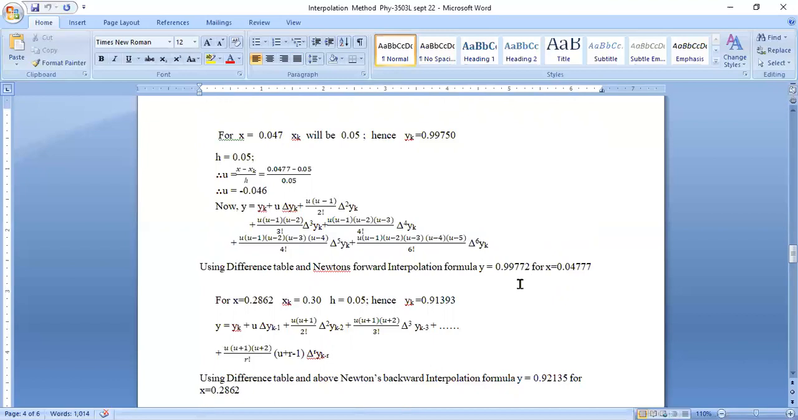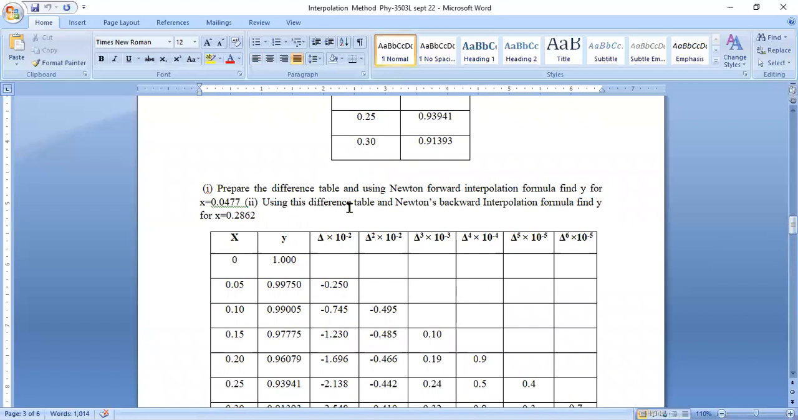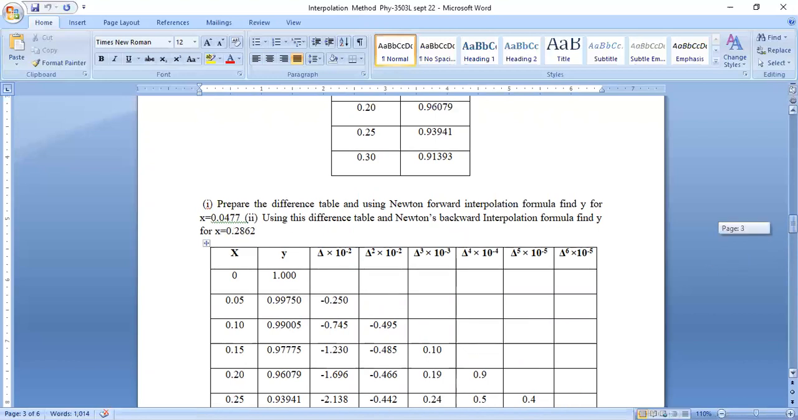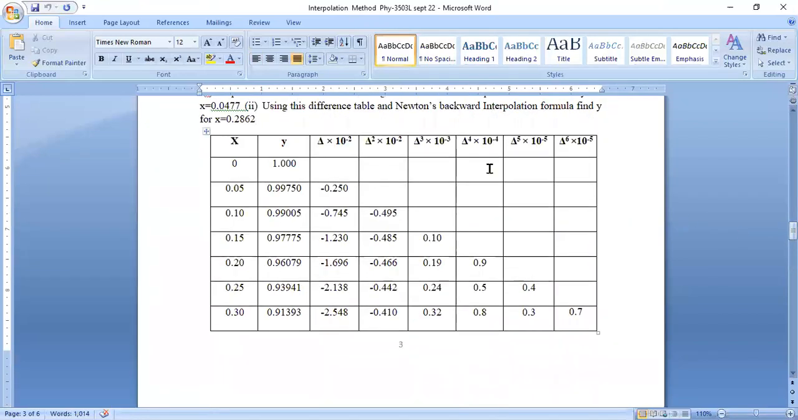Similarly, you have to find out for x, let us say x is 0.2862. We have the second, you see, the same problem which is given. Using the difference table and Newton's backward interpolation formula, find y for x equal to 0.2862. Now this is 0.2862, this is the x, right? Which is not listed in the table. You see, 0.2862 is not listed in the table. But of course, this 0.2862 is very close to 0.30.